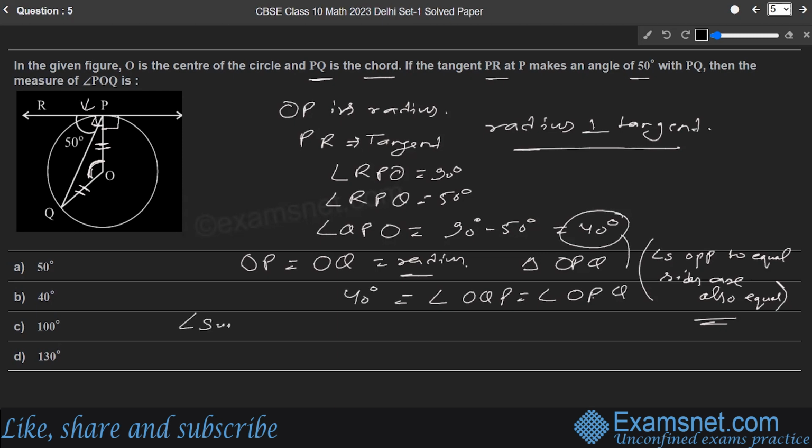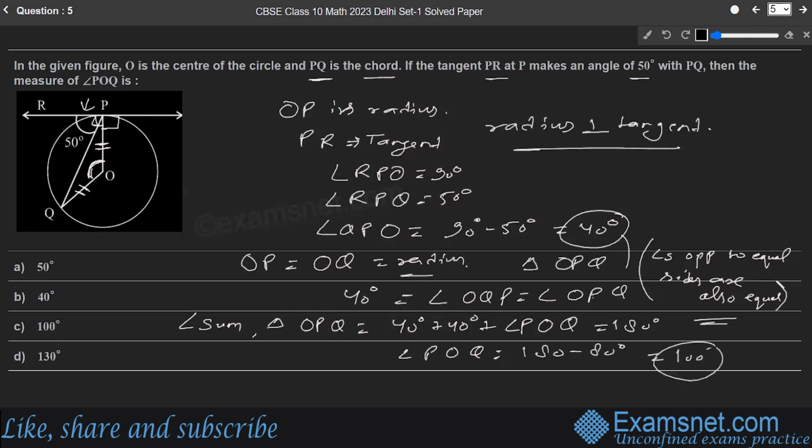Let's apply the angle sum property in triangle OPQ. So that is 40 degrees plus 40 degrees plus the remaining angle POQ is equal to 180 degrees. So angle POQ can be calculated as 180 minus 80 degrees, that is 100 degrees. So that's our answer. Angle POQ comes out to be 100 degrees, that is available in option C, and that is the right answer. Okay, let us go for the next one.